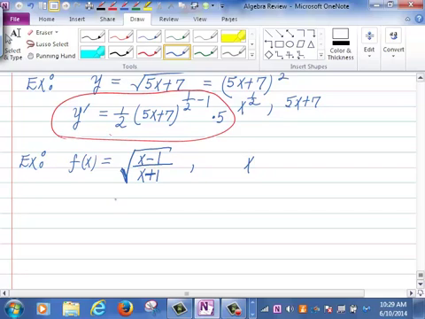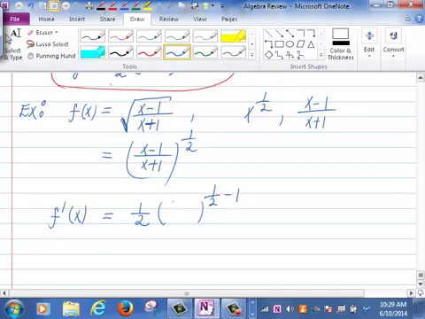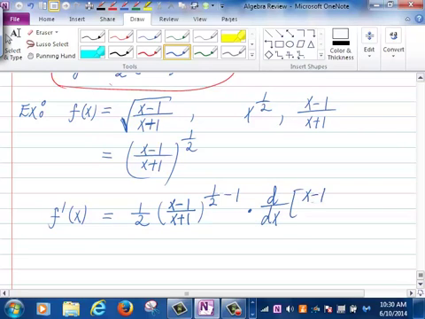Actually, let me first of all write this as x minus 1 over x plus 1 to the power half, right? So I can say that the outside is the power half, inside is x minus 1 over x plus 1. Then by the chain rule, the derivative of the outside is, we have seen this, half times x to the half minus 1. But instead of x, what should go there? X minus 1 over x plus 1, that's the inside. And then we multiply by the derivative of the inside, right? I take the derivative of x minus 1 over x plus 1.